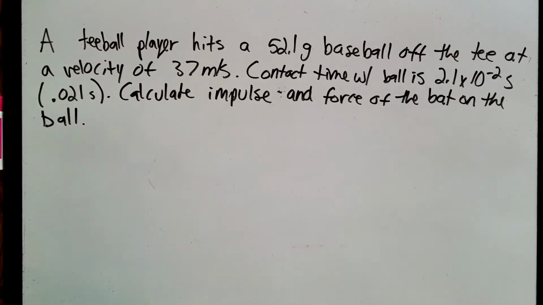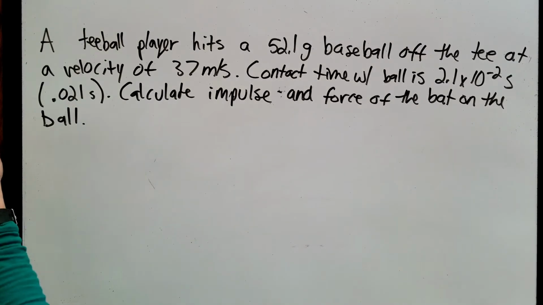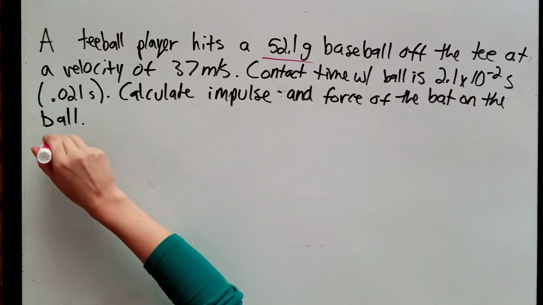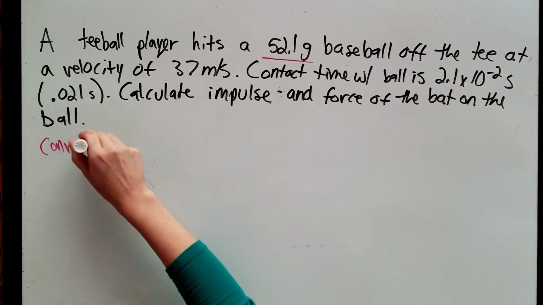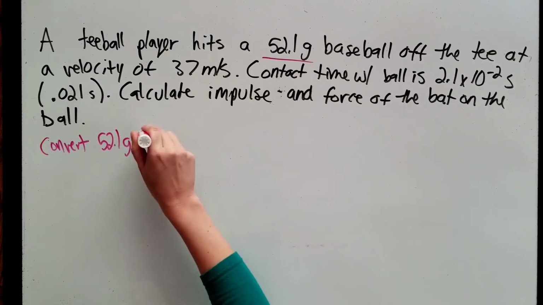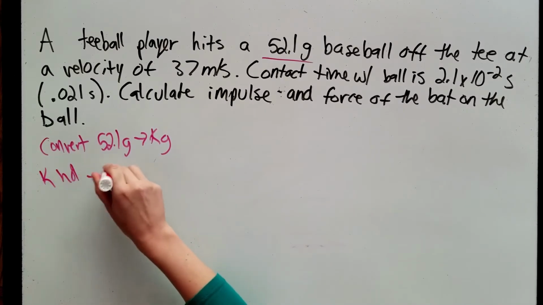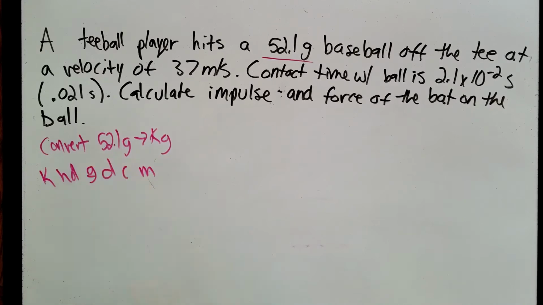This time we have a T-ball player hitting a 52.1 gram baseball off the tee at a velocity of 37. We have a contact time and we want to calculate impulse and force. Okay, so we're going to start by checking and seeing if we need to convert anything. Right away, the first piece of information I see is in grams. Do we want it in grams? We do not, so let's convert 52.1 grams to kilograms. So metric to metric once again. So the King Henry died drinking chocolate milk. Grams is our base.